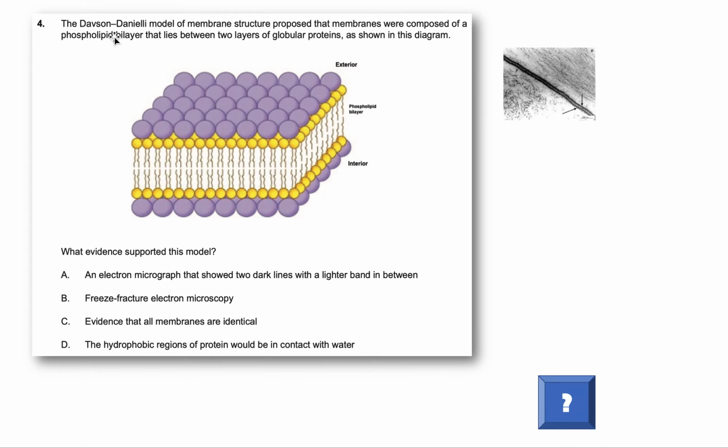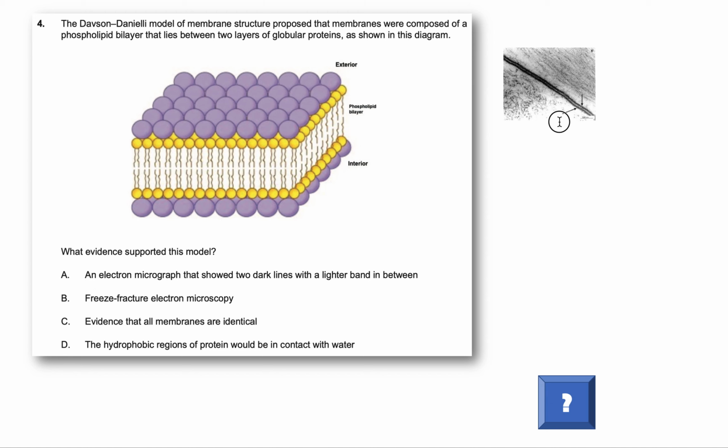Again, here's another question. The Davson-Danielli model of membrane structure proposed that membranes were composed of a phospholipid bilayer that lies between two layers of globular proteins, just like the image I showed you here. What evidence supported this model? So what made scientists believe this model was accurate? Because we know nowadays this model is not accurate. It's the Singer and Nicolson model that's the accurate model. This one is wrong. So what evidence supported this idea?